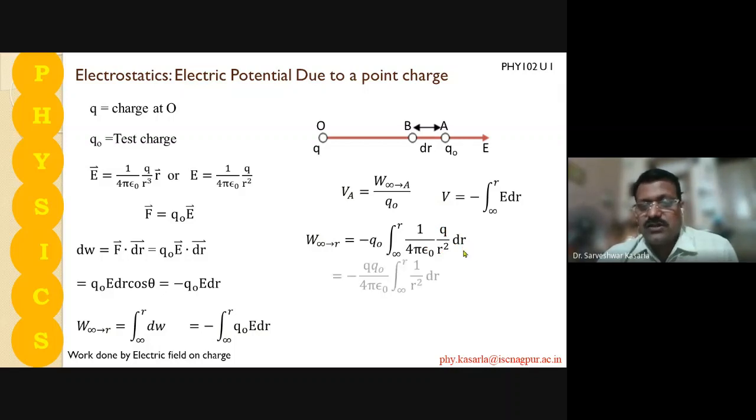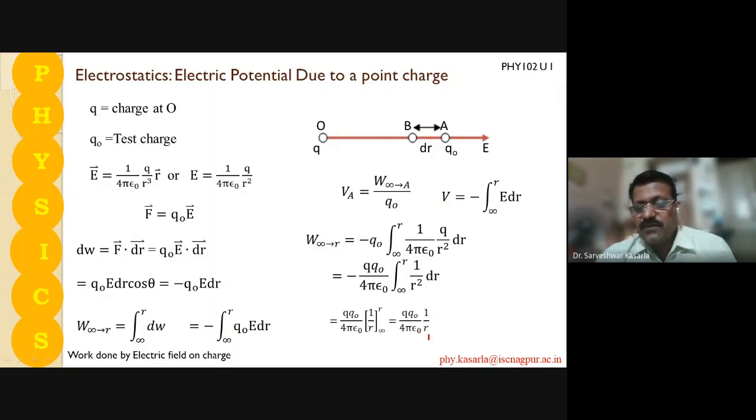And if you solve this, Q can be taken outside the integration, so we have minus Q Q0 1 upon 4 pi epsilon, integration from infinity to r. The upper limit is r and the lower limit is infinity, because we are starting from infinity and ending at distance r. So 1 upon r square dr, and the integration of 1 upon r square dr is equal to minus 1 by r. The minus minus cancels, and the final expression is Q Q0 1 upon r.